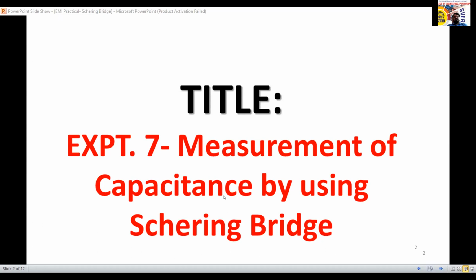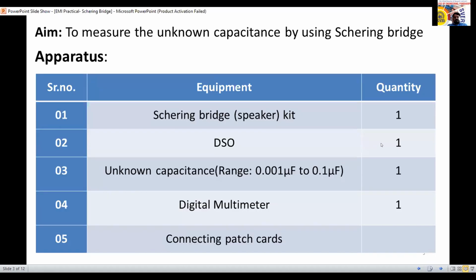So we are going to discuss the measurement of capacitance, which we have already discussed in the classroom. The main aim of this experiment is to measure the unknown capacitance by using the Schering bridge.